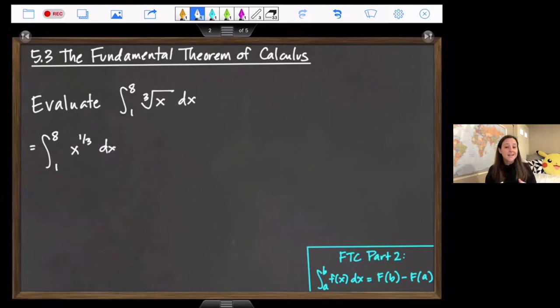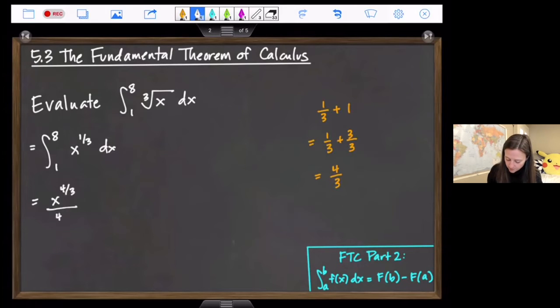All right, so remember with antiderivatives, we're going to add 1 to the exponent and then divide by the new exponent. So I need to come off to the side and add 1 to my exponent. So 1/3 plus 1, or 1/3 plus 3/3. So my new exponent is going to be 4/3. So we're going to take x to the 4/3, then we're going to divide by that new exponent 4/3. So this is going to be x to the 4/3 divided by 4/3.